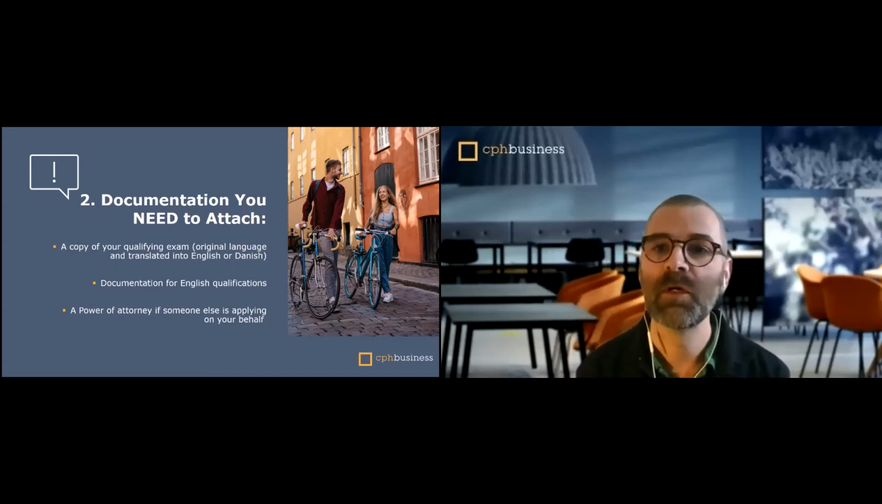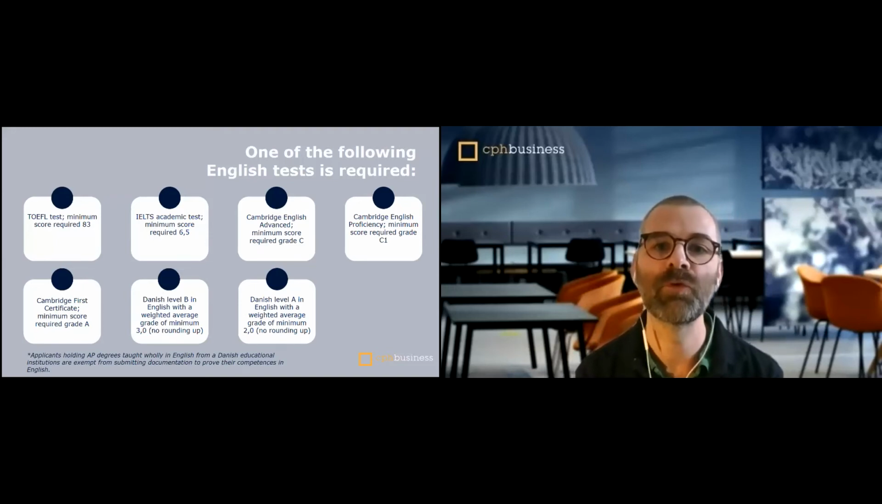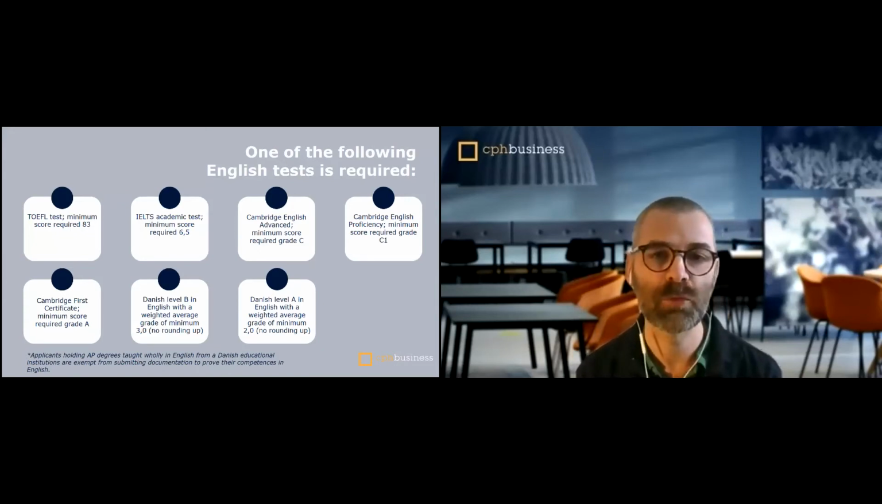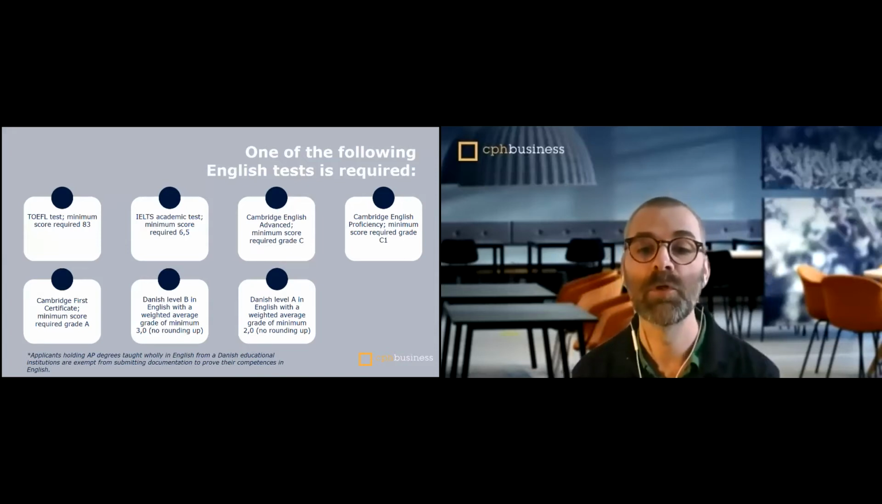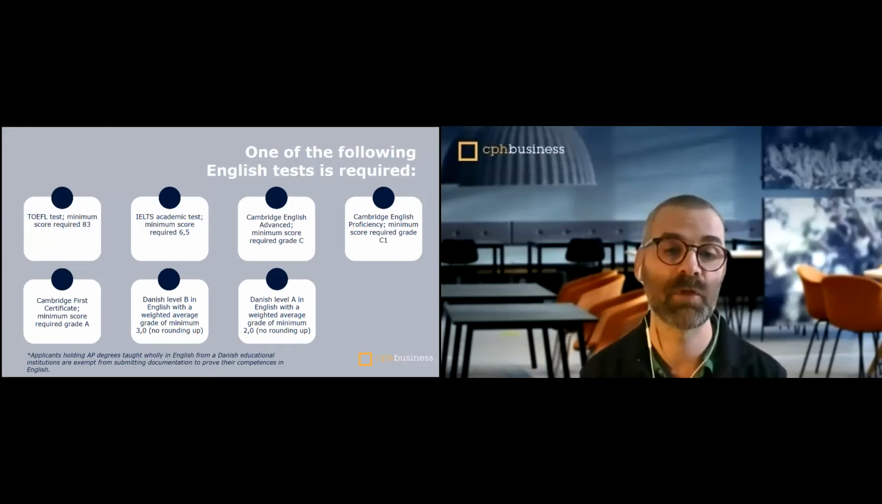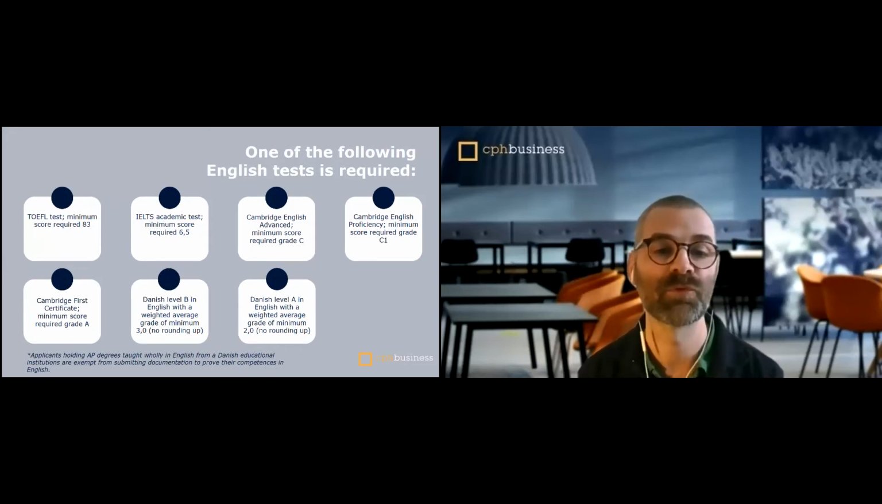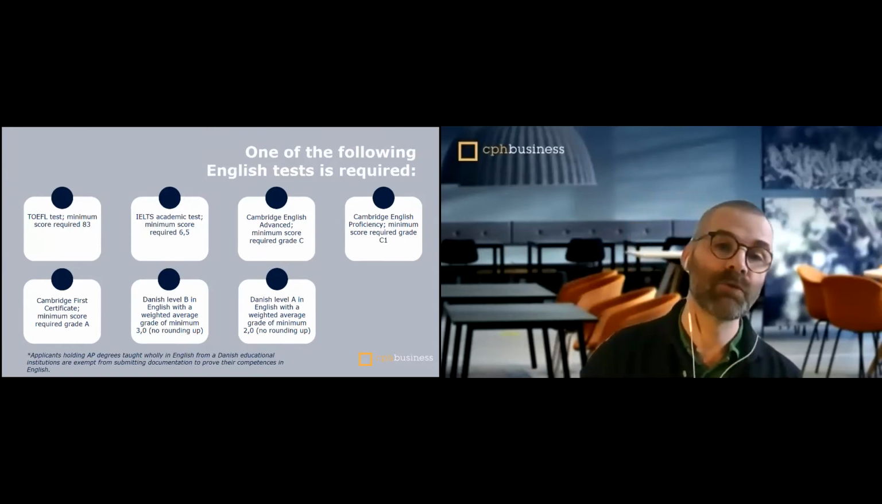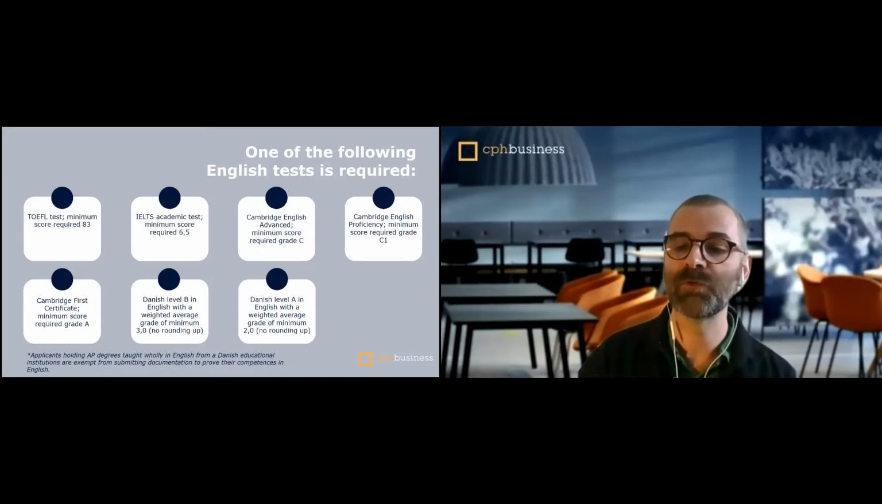Okay, and I just want to show you an overview of the English tests that we accept at our school. So if you have taken a high school in Denmark, then you need to have Danish level B in English with a weighted average grade of minimum 3.0, or Danish level E in English with a weighted average grade of minimum 2.0. But if you're holding an AP degree taught wholly in English from a Danish educational institution, then you're exempt from submitting documentation to prove your English qualifications. Okay, and this information, of course, can be found on our website.